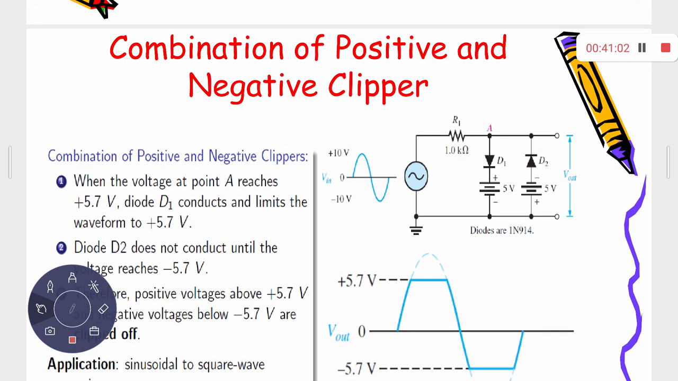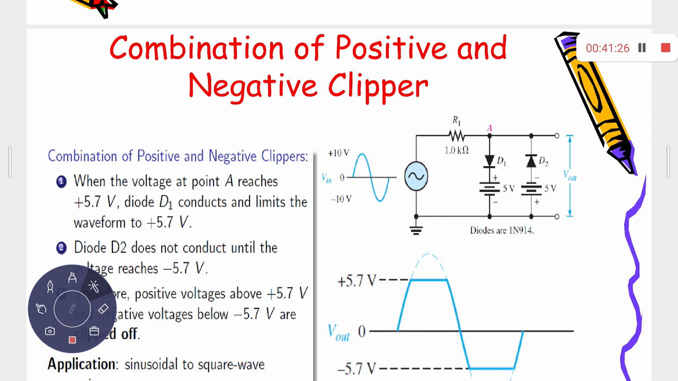So there you have, once again, let's assume that your input is varying from plus 10 to minus 10. Here you have plus 5 volt, here minus 5 volt. And the diodes are following the constant voltage model with 0.7 volt as their cut-in voltage.